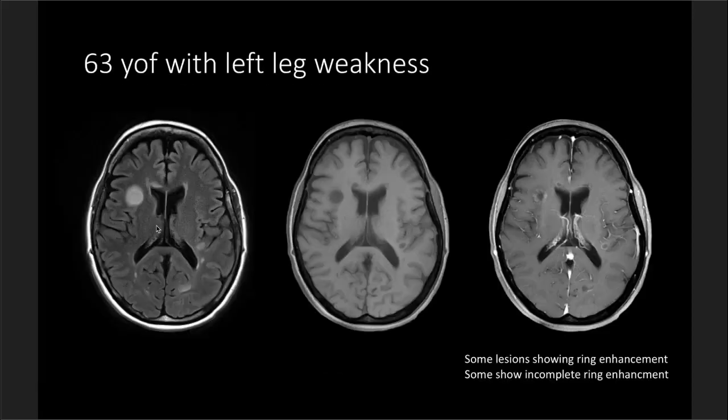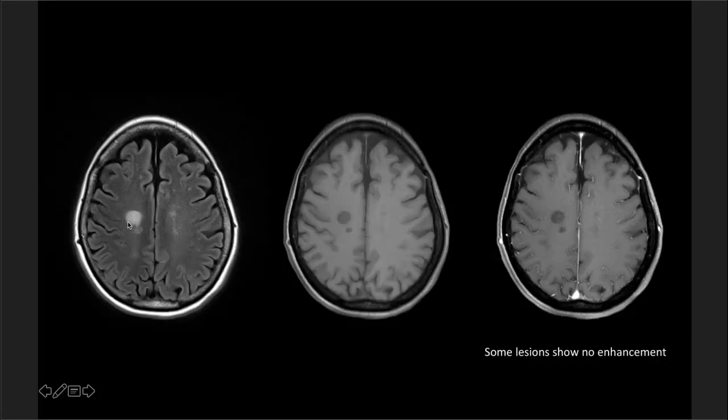Here's another case, 63-year-old female with left leg weakness. We have multiple lesions that are hyperintense on T2 FLAIR and hypointense on T1. And some of these are demonstrating some ring enhancement, although some have incomplete rings of enhancement. When we go more superior in the brain, we see here's a T2 hyperintense lesion that does not enhance. Now, this is not something you see with metastases. Metastases enhance on post-contrast images. So if you have no enhancement on the post-contrast image, you're not dealing with metastasis.